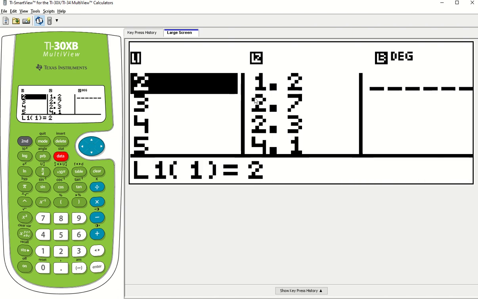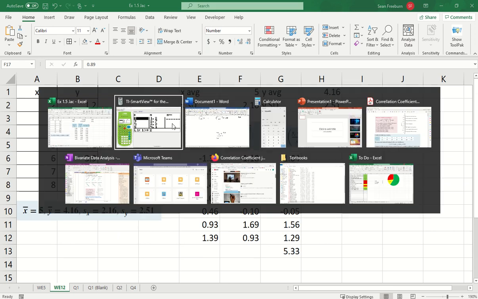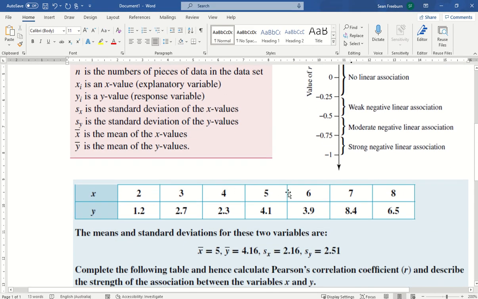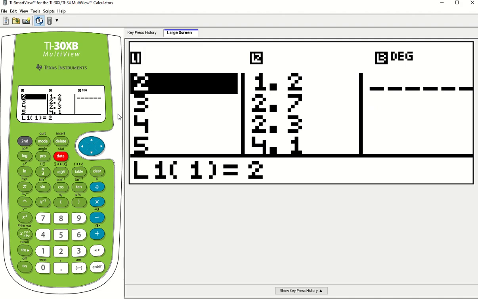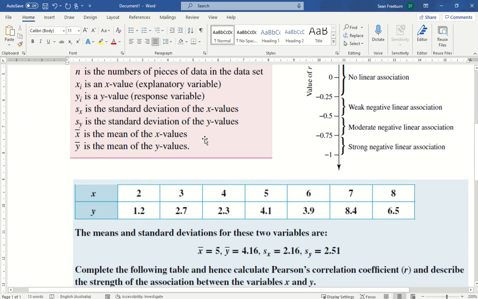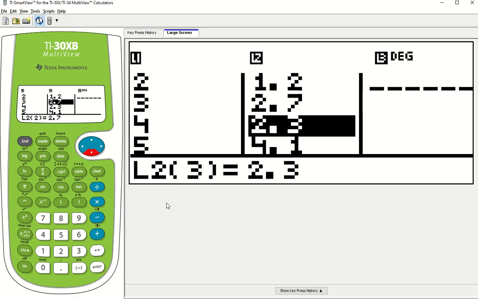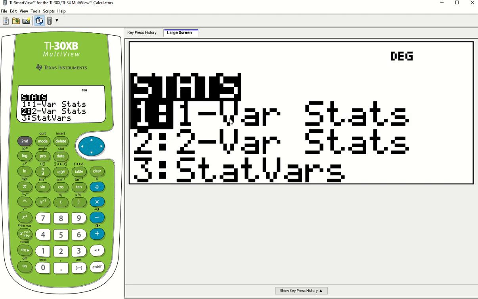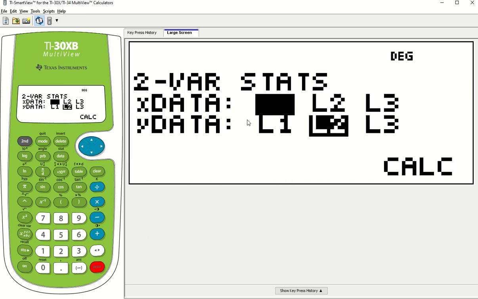So if I were to enter those data points in a table here in my calculator, so these are these data points, x and y, 2, 3, 4, 5, 6, 7, 8, and the y value is here as well. So 1.2, 2.7, 2.3, and so on. So in my calculator, if I wanted to find out what Pearson's correlation coefficient was, I would go second, data, I would go to var stats, my x data is in list 1, my y data is in list 2, then I would hit calculate.